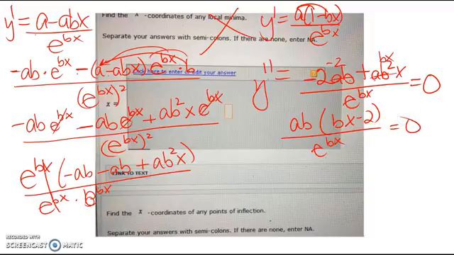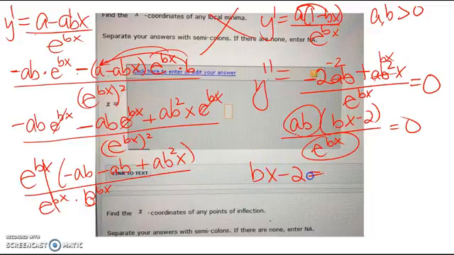All right. Well, due to the givens, a and b were both greater than 0. So these were both positive. This is positive. It's an exponential growth function. So the only thing we can set equal to 0 for x is this part of it right here. Bx minus 2 equals 0. Bx equals 2. X equals 2 over b.